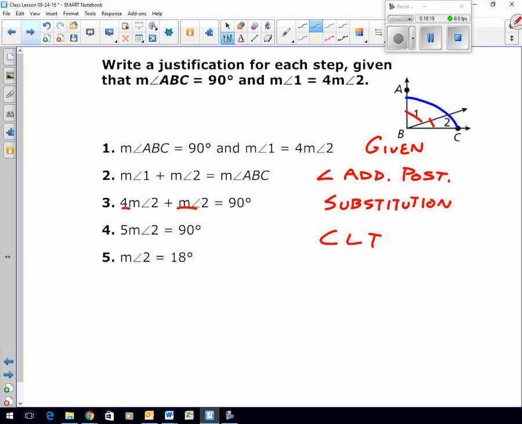I'm not worried about that one. Okay? I just want to know what I call that: CLP, combine like terms. Okay? I just want you to get through that step. And then finally over here, of course, I would divide both sides by 5. The measure of angle 2 would be 18 degrees, correct? And I would call that simplified.